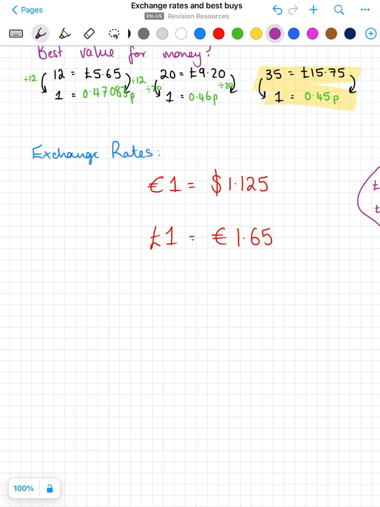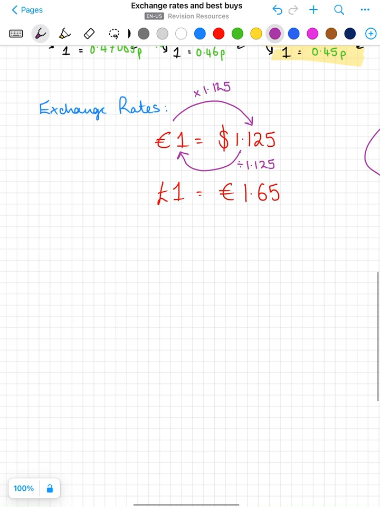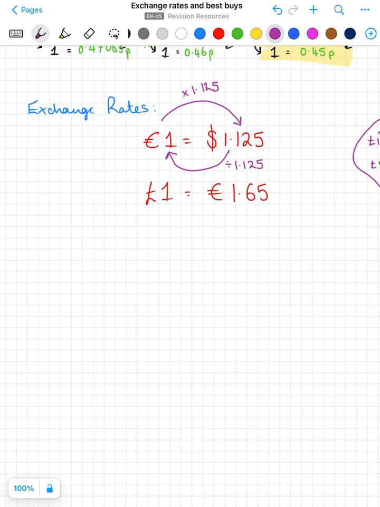So if you ever get stuck, always make yourself an example. And we follow the same method. In this example, for every €1, that is then $1.125. So to go euros to dollars, you do 1 times 1.125. Because 1 times 1.125 gets you 1.125. And then 1.125 divided by itself is 1. So we go back to euros that way. And it will be the same thing, pounds to euros. Times by 1.65, divide by 1.65.